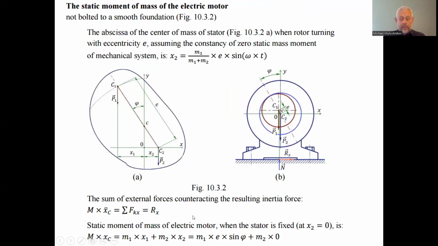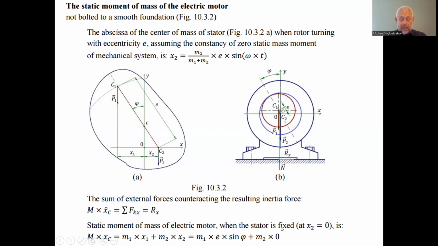So the static moment of mass, taken considering the new coordinate system when the starter is fixed and x2 is equal to 0, is the static moment characteristic of the motion of the center mass of the mechanical system. The abscissa of the center mass of the mechanical system is equal to the mass of the rotor. We consider that when we fasten the starter to the surface by the bolts, we have zero displacement of the starter relative to the support surface.